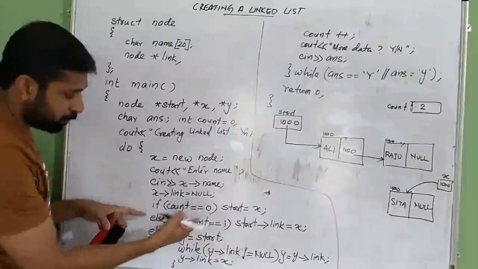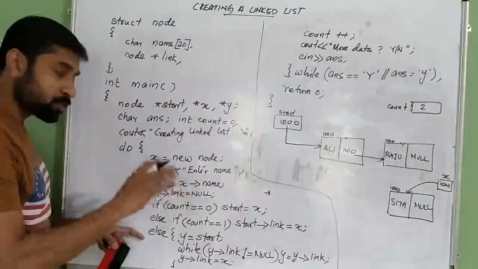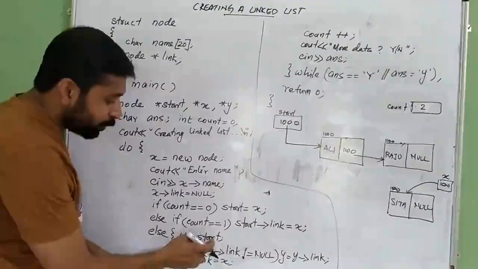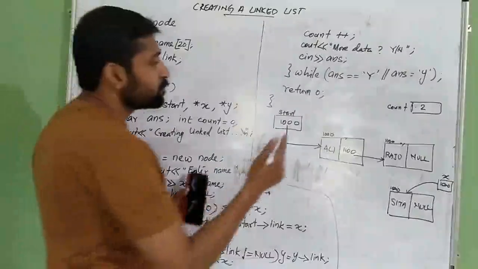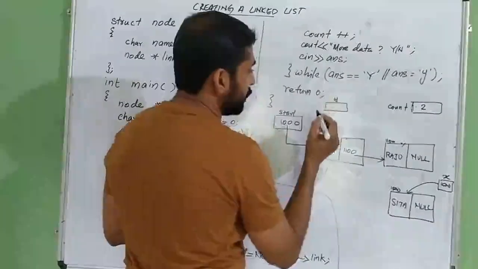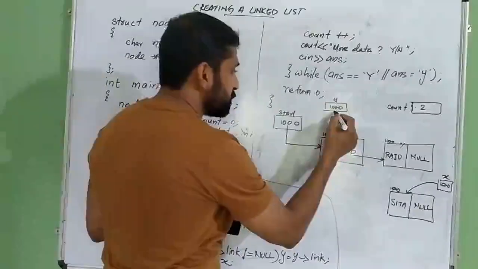If count equal to 0, no. Else if count equal to 1, no. Else. So it is not 0, it is not 1, it is more than 1. In that case, y equal to start. So here we have another pointer, y equal to start. So 1000 is assigned to this, which means this points to this.